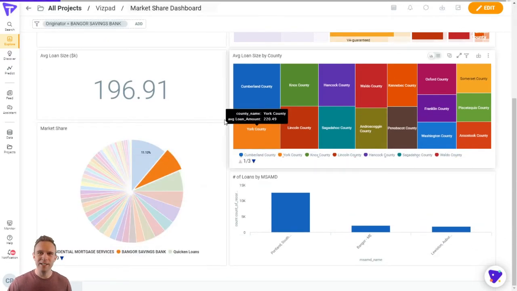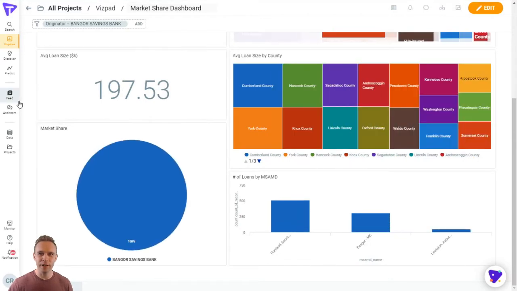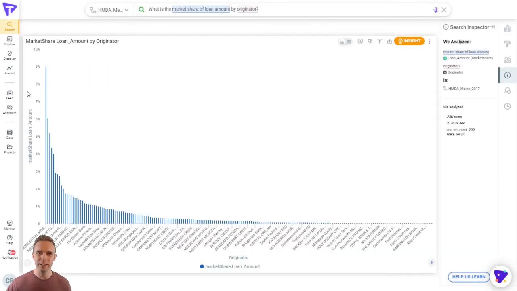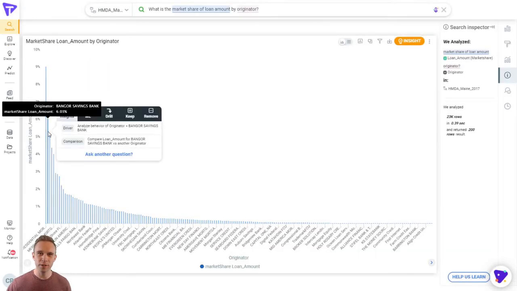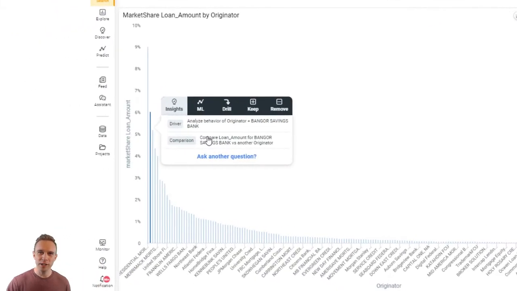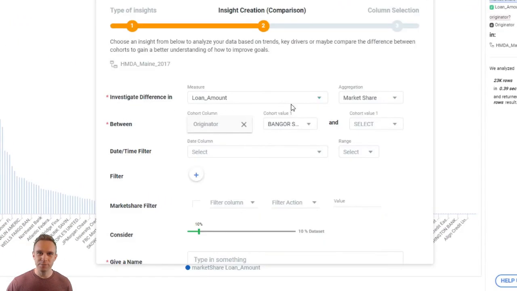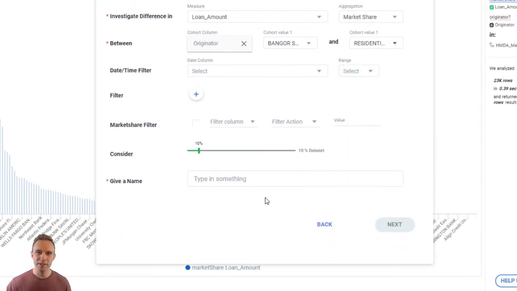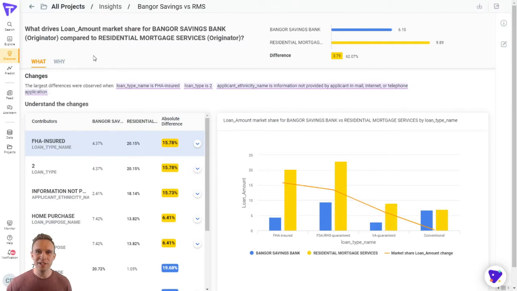However, how do I find key insights I can potentially act on if I'm Bangor Savings Bank? Let's go back to our search and run an automated insight. This will let me skip the visual analysis and just give me the answer I'm looking for. Let's take a look at our number one competitor versus Bangor Savings and see what's driving their differences. Maybe Bangor Savings can learn a thing or two from the number one originator in 2017. This insight took less than 2 minutes to run, and it's giving me an instant answer.